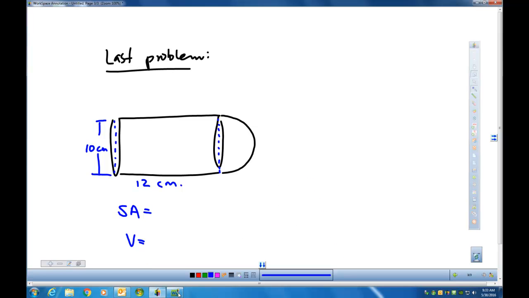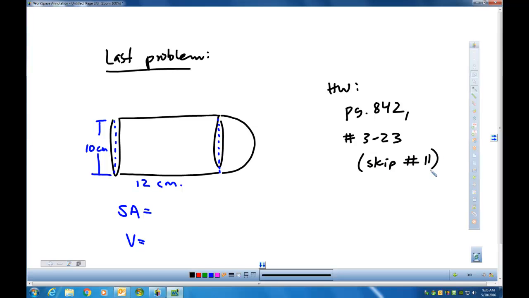By all means, you can talk to one of your classmates right now and work through it with them as well. Talk to them, compare answers. Here's the rest of your homework assignment. It's on page 842. I'd like you to do problems 3 through 23, but I'd like you to skip problem number 11. See you tomorrow.